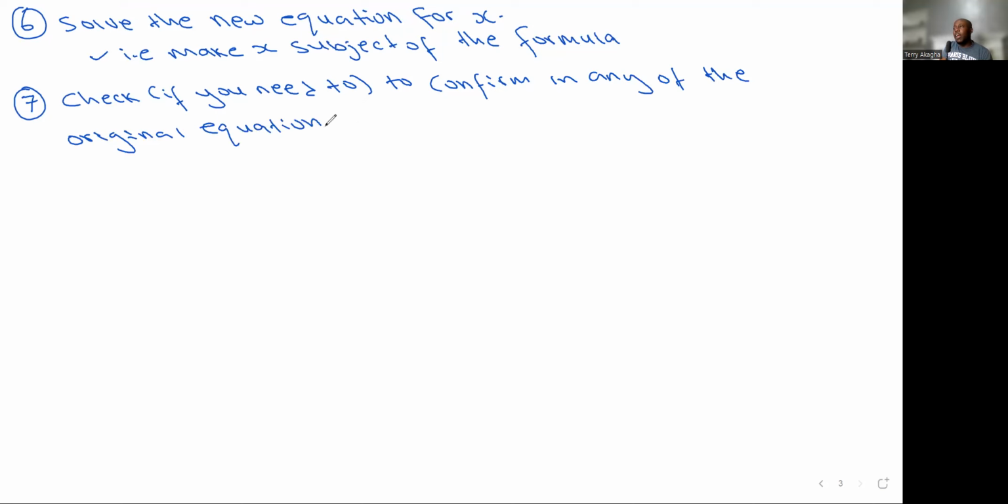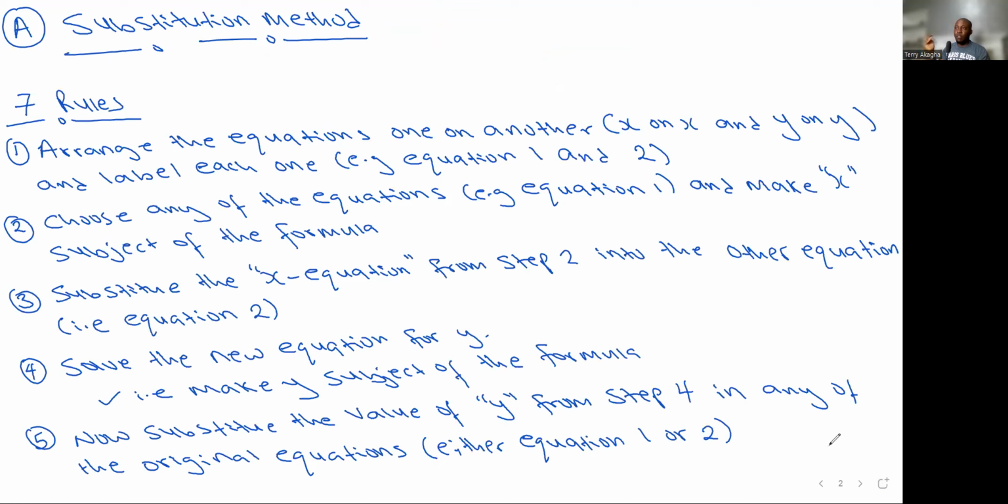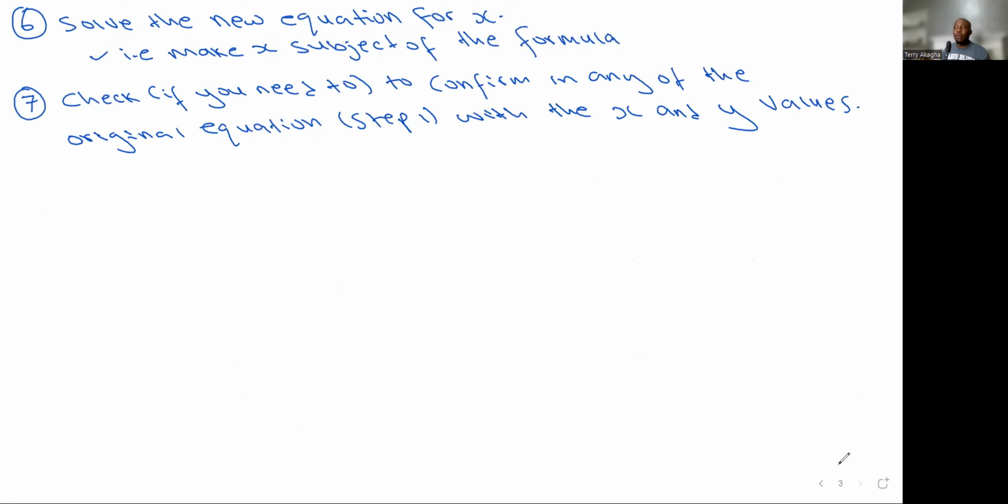So any of the original, either equation 1 or equation 2 from step 1, with the x and y values. Yes, and that's what you do. So these are the 7 steps. You first arrange it, you choose, you substitute, you solve, you substitute, you then solve, and you now check.